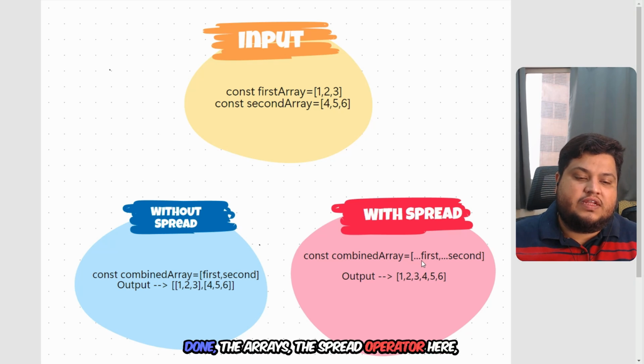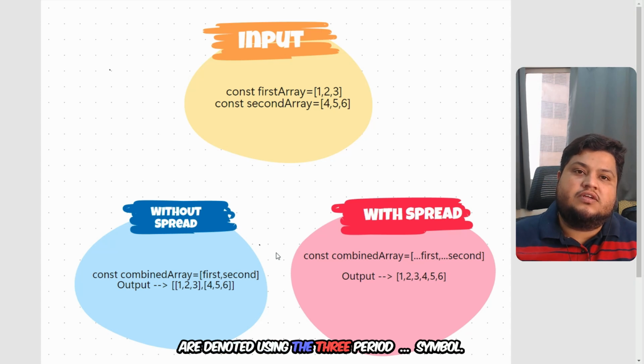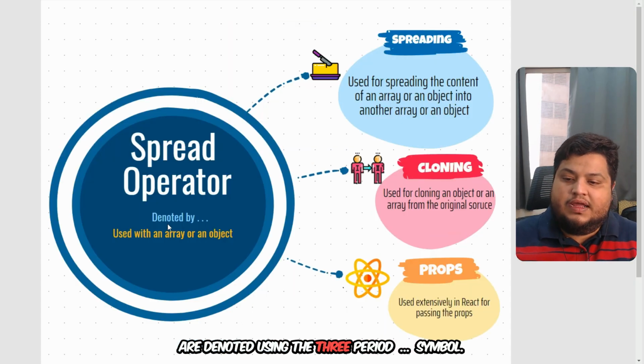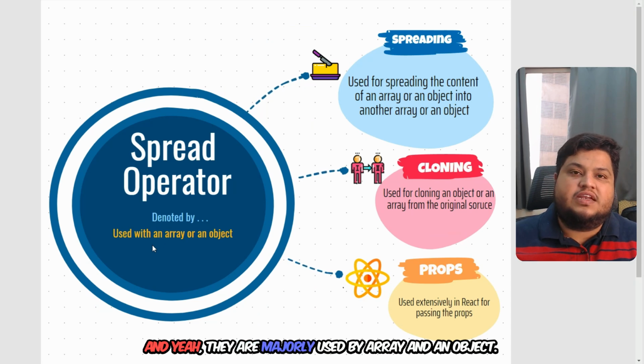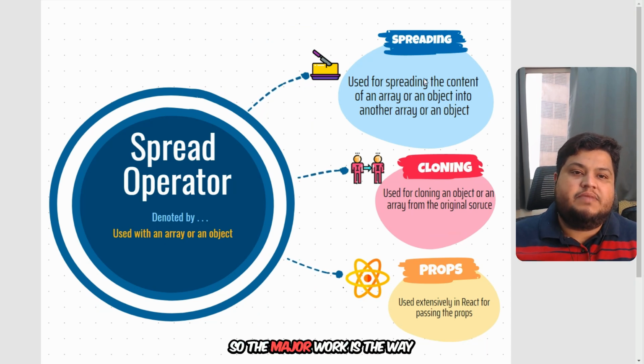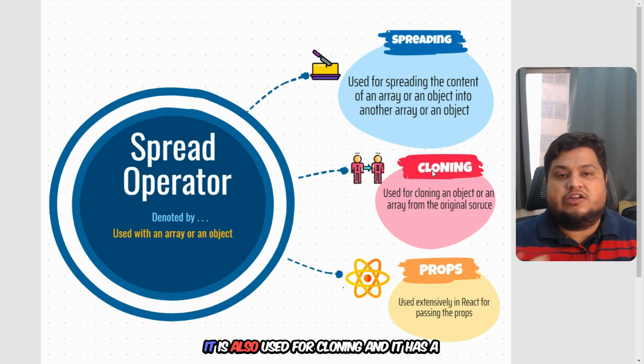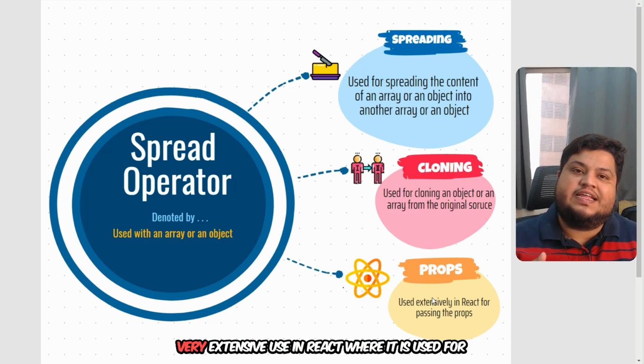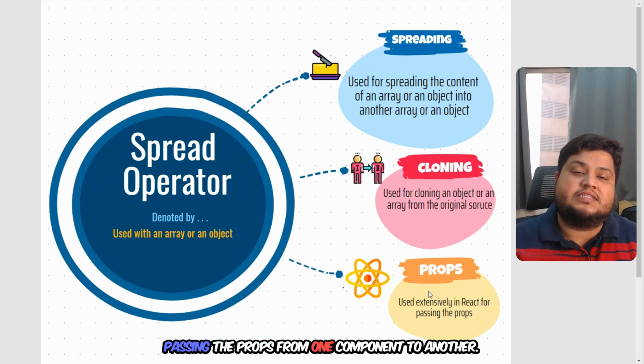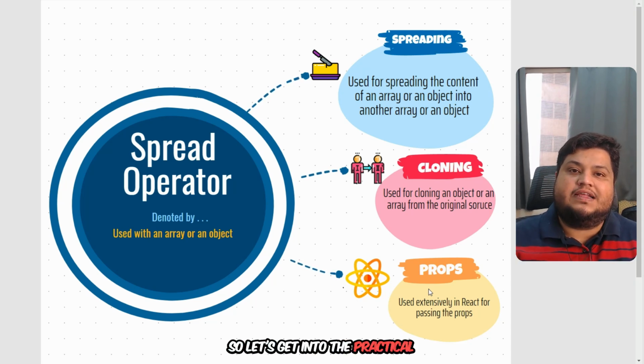As you can see, the spread operator is denoted using the three period symbol, and it is majorly used with arrays and objects. The major work is the way we spread butter on bread. It is used for spreading the content of an array into another array, or the content of an object into another object. It is also used for cloning, and it has very extensive use in React, where it is used for passing props from one component to another. So let's get into the practical and understand this much better.